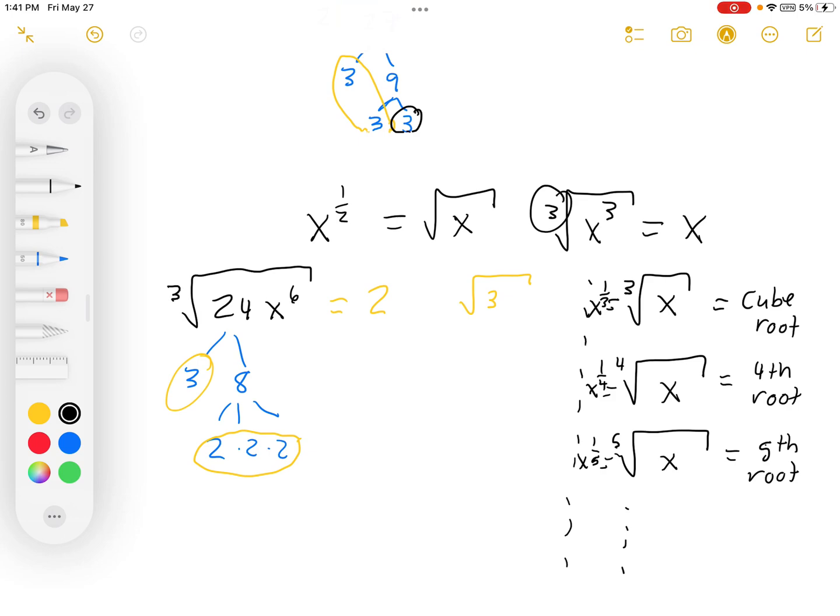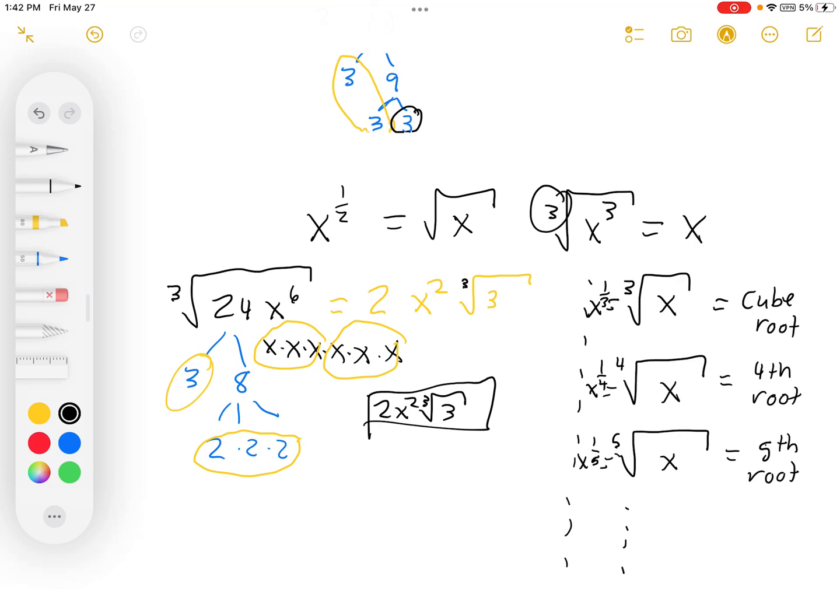Now we have x to the 6th, so that's x times x times x times x times x times x, 6 of them. We have 2 groups of triplets, so that's going to be x squared, giving us an answer of 2x squared radical 3. Last thing I forgot is make sure that you keep the little 3 right up there to say it's a triplet. This has to match your answer.